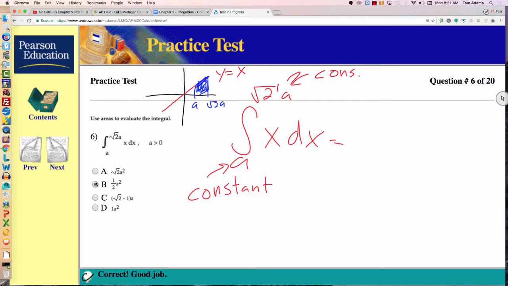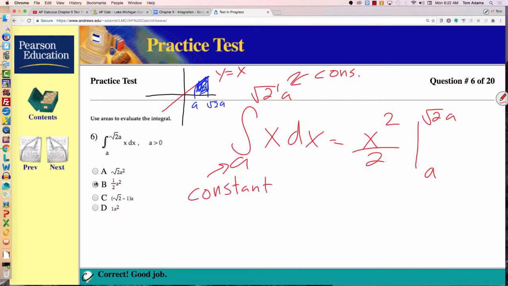What is the antiderivative of x? It's x squared over 2, right? I mean, like I said, if you don't know that, you can just think about it. What's the derivative of x squared over 2? You toss the 2 to the front, divide by 2, they cancel, and you get x. But we have to evaluate this from a to the square root of 2a.